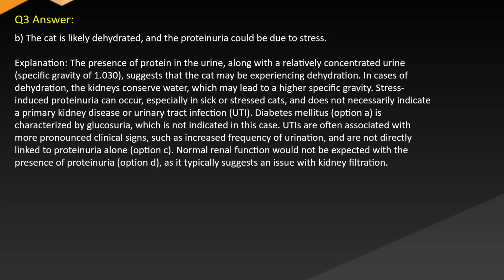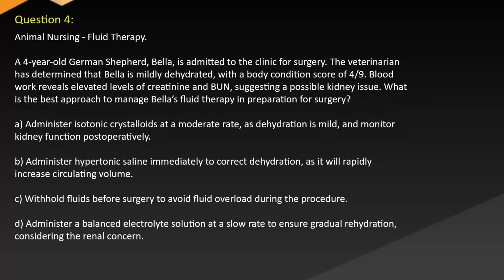It does not necessarily indicate a primary kidney disease or urinary tract infection, UTI. Diabetes mellitus, option A, is characterized by glucosuria, which is not indicated in this case. UTIs are often associated with more pronounced clinical signs, such as increased frequency of urination, and are not directly linked to proteinuria alone, option C. Normal renal function would not be expected with the presence of protein, option D, as it typically suggests an issue with kidney filtration.